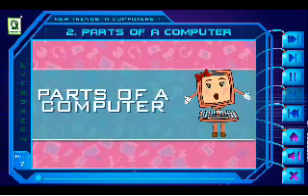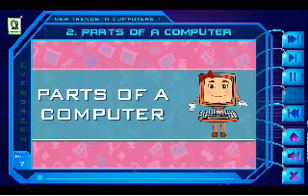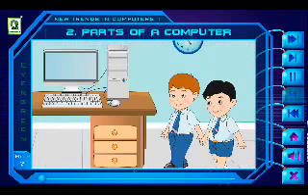Parts of a computer. Hey, see, a computer. But what is this? Is this also a computer?